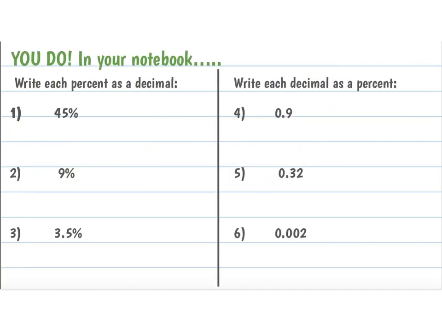Okay, so here are your 6 you try problems. You are doing these on your own in your notebook. I will be looking to see that you have these completed. So on the left side there, you're turning the percent into a decimal, and then on the other side, you're turning the decimals into the percent. So make sure you have this part labeled as you do in your notebook, and then try these 6 problems and number them 1, 2, 3, 4, 5, 6.